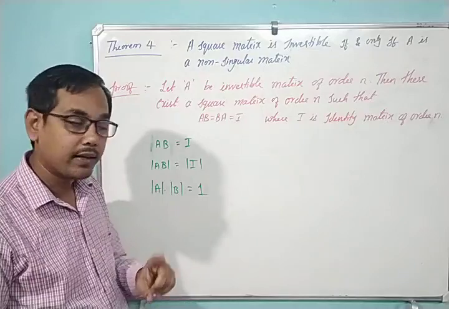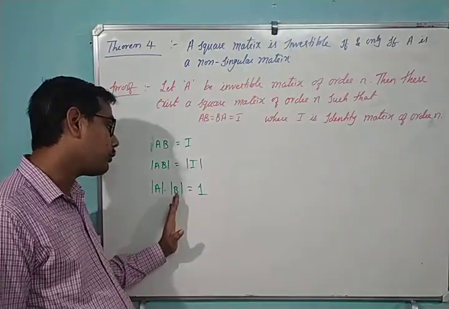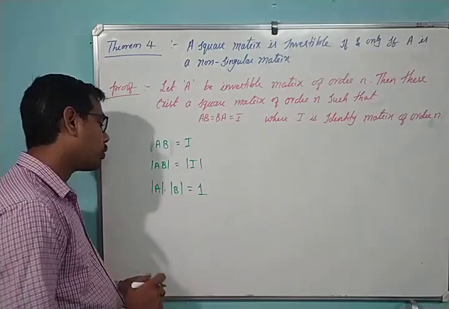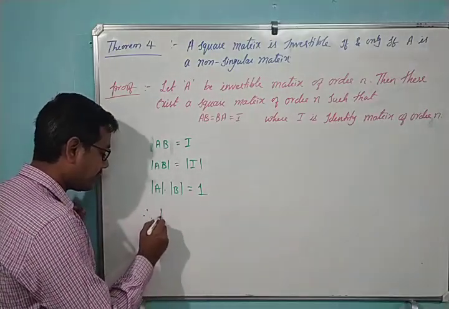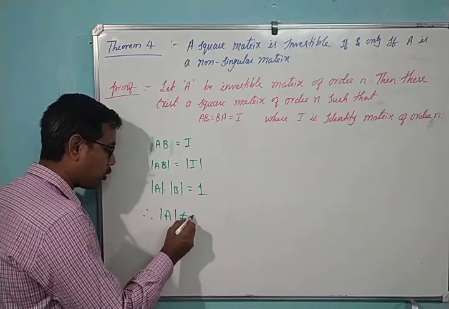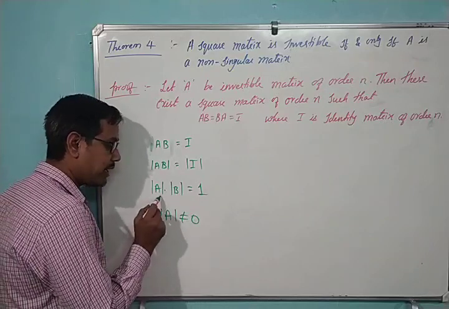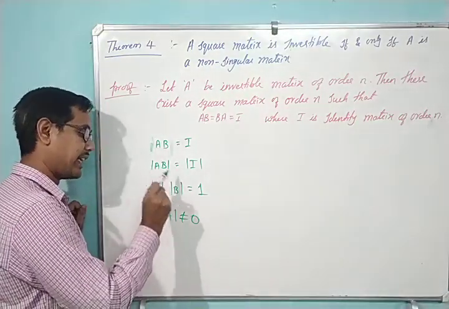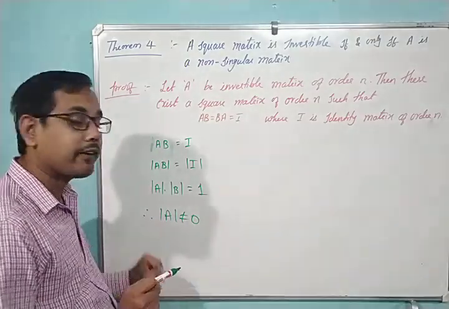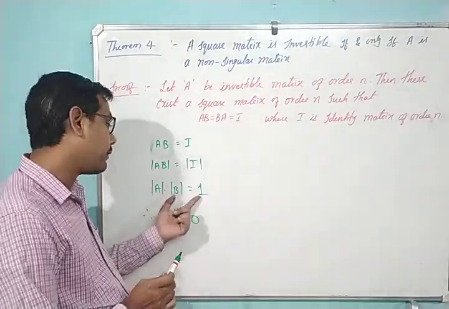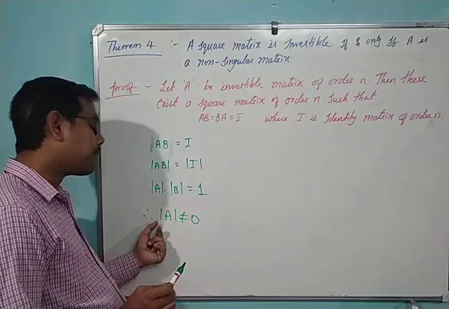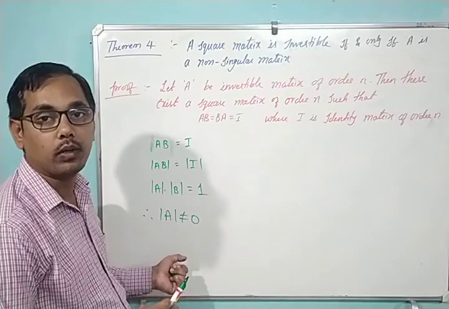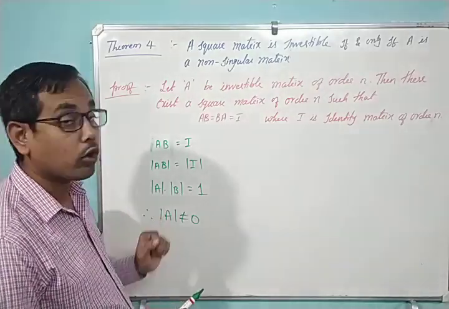It is 1, right? So when the LHS is a product of two values and the product is something apart from 0, then we can say that determinant A is not equal to 0. What happens if determinant A is equal to 0? This product becomes 0. If either determinant A or determinant B is 0, then the product will become 0. It will not be equal to 1. As the product is 1, then definitely I can say with 100% confidence that determinant A is not equal to 0.